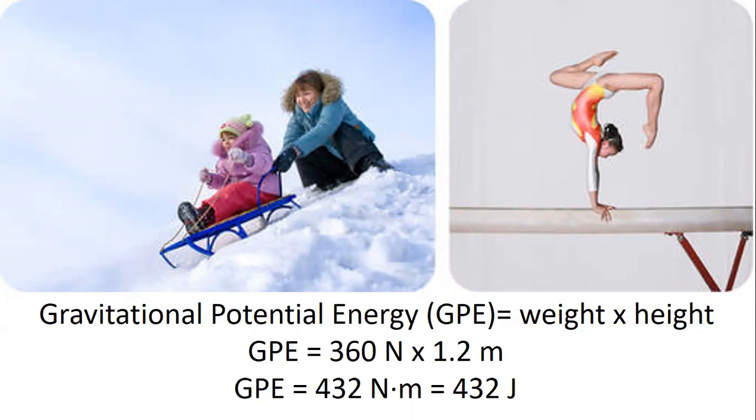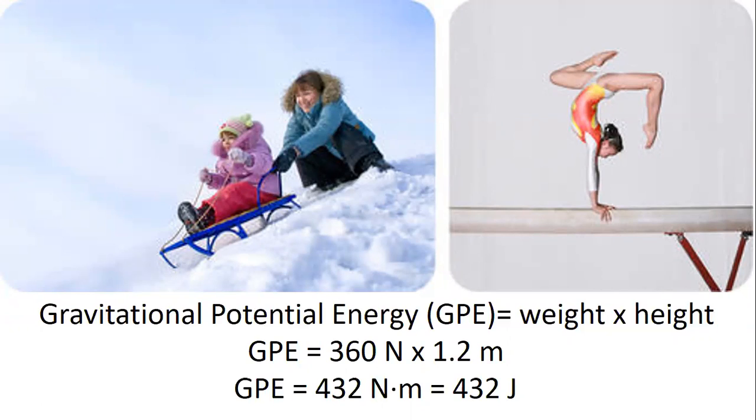Now let's look at the gymnast. The gymnast is on a balance beam and weighs 360 newtons. If the balance beam is 1.2 meters above the ground, what is the gymnast's gravitational potential energy? Her gravitational potential energy would be 360 newtons times 1.2 meters, or 432 newton meters, or 432 joules.